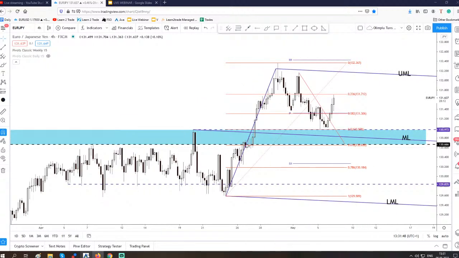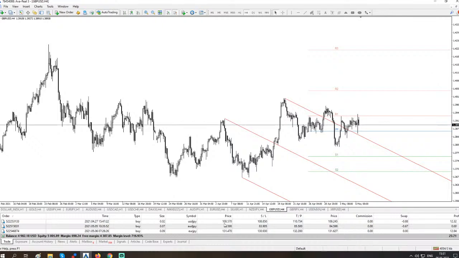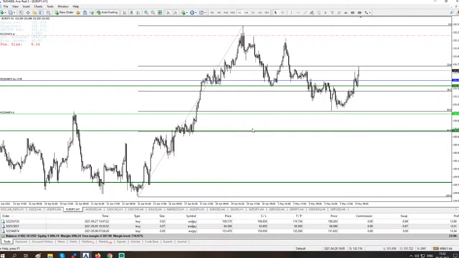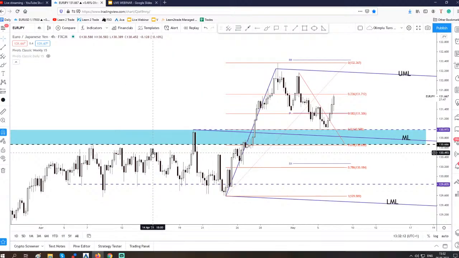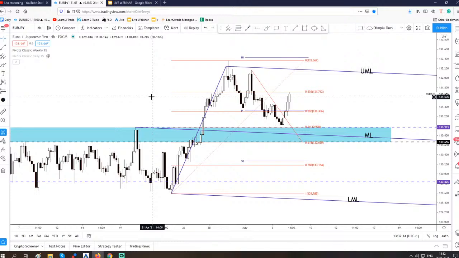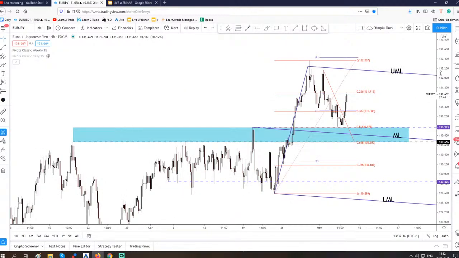So let's take a quick look here on our real account on MetaTrader 4. So you can see here that our open positions, US dollar versus the Japanese yen, Australian dollar versus the Japanese yen, and euro versus the Japanese yen are running in profit right now. So as I've told you, we decided here to go long on euro versus the Japanese yen.